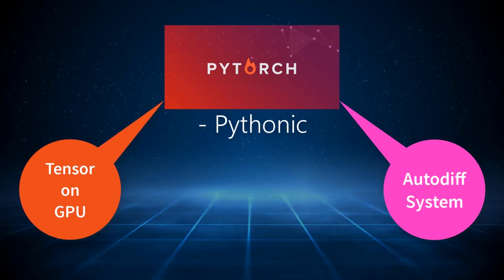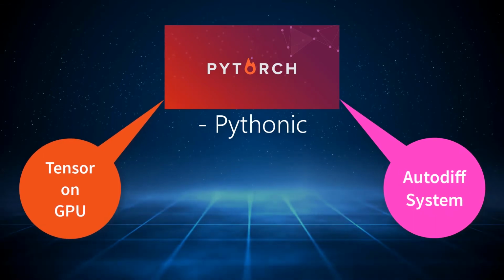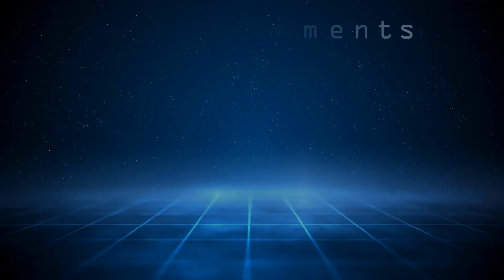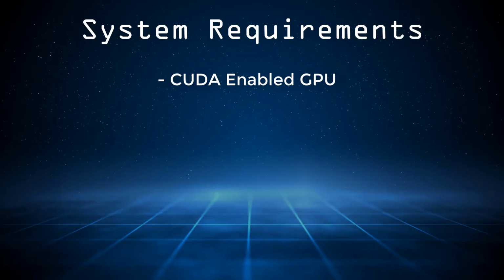Before we get started with PyTorch and be able to efficiently work on it, the first thing we need is access to a CUDA enabled GPU. Yes, access to a CUDA enabled GPU. That means we need hardware which supports tensor computation.